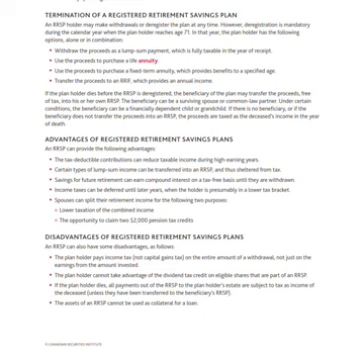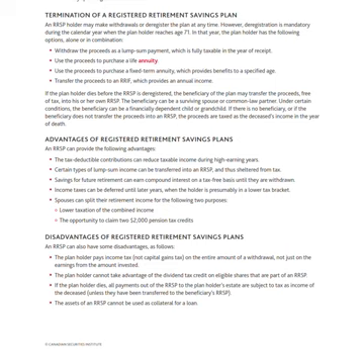Termination of a registered retirement saving plan. An RRSP holder may make withdrawals or deregister the plan at any time. However, deregistration is mandatory during the calendar year when the plan holder reaches age 71. In that year, the plan holder has the following options, alone or in combination. Withdraw the proceeds as a lump sum payment, which is fully taxable in the year of receipt. Use the proceeds to purchase a life annuity. Use the proceeds to purchase a fixed-term annuity, which provides benefits to a specified age. Transfer the proceeds to an RRIF, which provides an annual income.